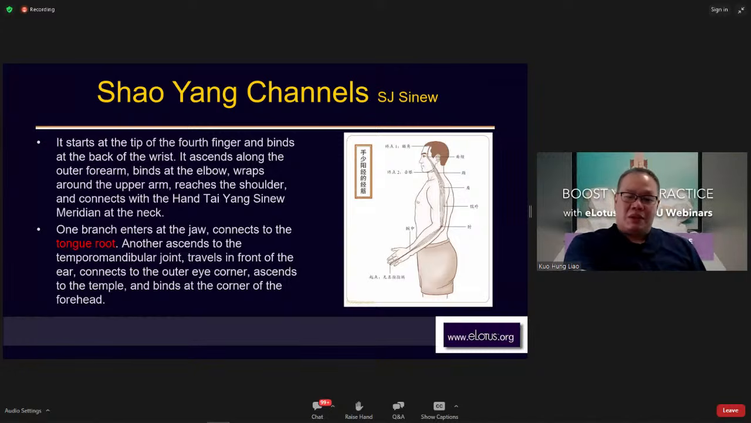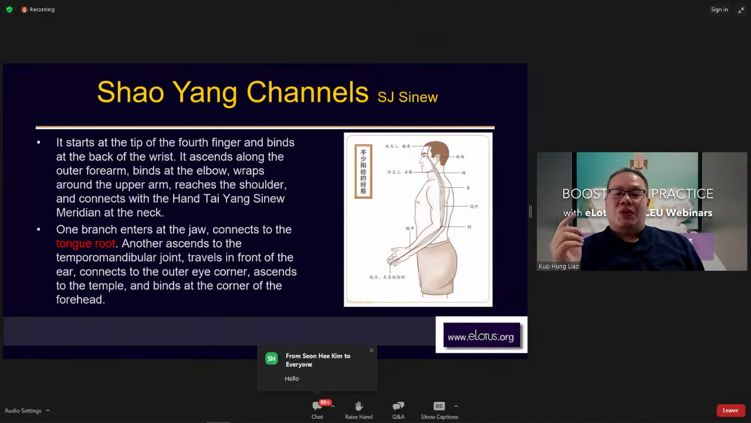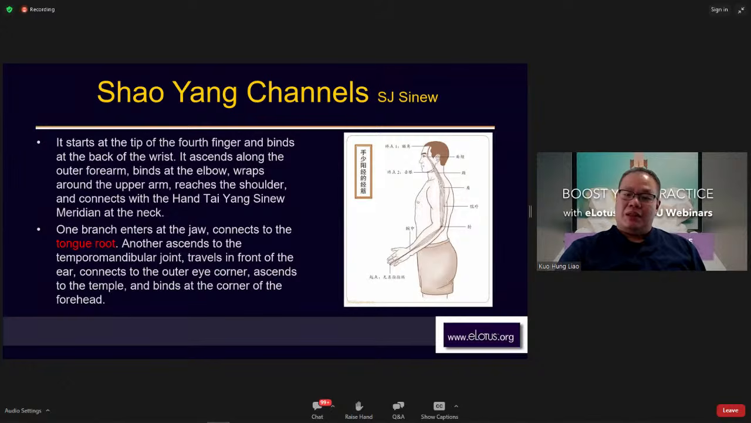And from the shoulder, that's very interesting. One branch enters the jaw and connects to the tongue root. Okay, so it actually connects to the tongue root. Later I'm going to talk about something from evolution that's very interesting: the relationship between the tongue root and the upper arms. From evolution, it seems they come from the same structure and the same genes activate them. And there are not many channels that go to the tongue root, but the hand Shaoyang sinew is one of them.